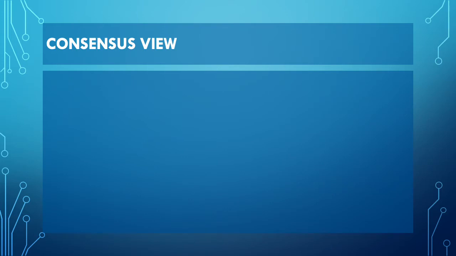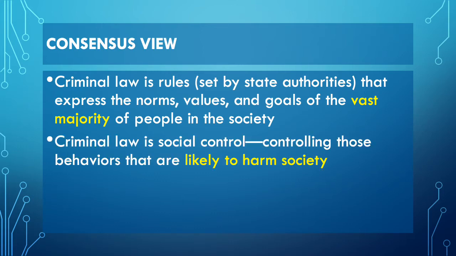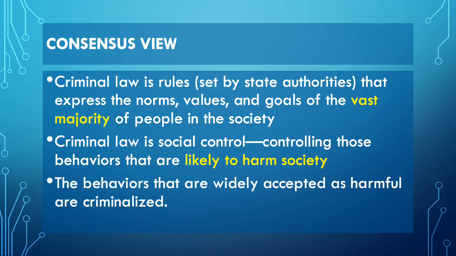The consensus view is probably the view that you're most familiar with. From this viewpoint, criminal law are rules set by state authorities that express the norms, values, and goals of the vast majority of people in the society. Furthermore, criminal law is social control, and so criminal law controls those behaviors that are most likely to harm society. From this perspective, the behaviors that are widely accepted as harmful are the behaviors that are criminalized.